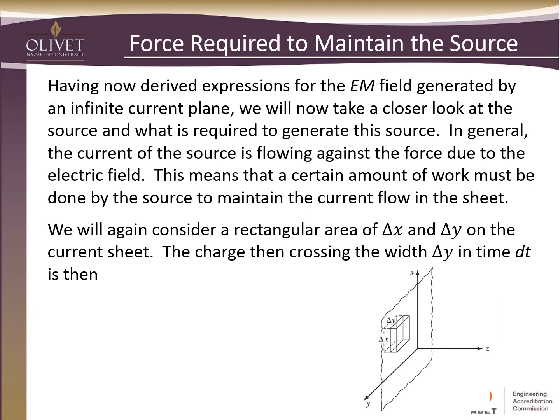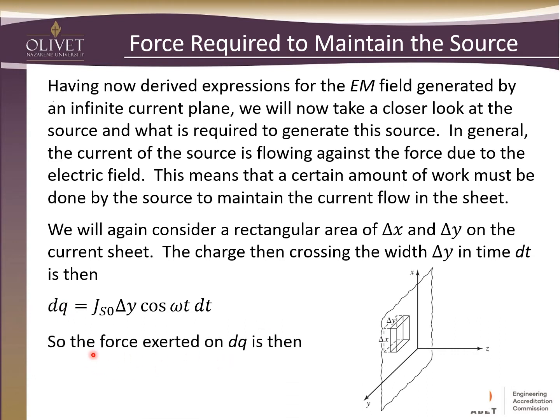So we'll again consider a rectangular area, this delta x and delta y, on the current sheet. So we've got this area defined here. Let me get my laser pointer going. So this area here is delta x and delta y on the current sheet. So then the charge crossing this width delta y, so it's up here. Remember, the charge is going up and down, so it's going to go across this line here, this delta y, in time delta t is then defined by this. So we've got this change in charge is equal to the current density times this delta y, this length, cosine omega t delta t. So as the charge changes with respect to time.